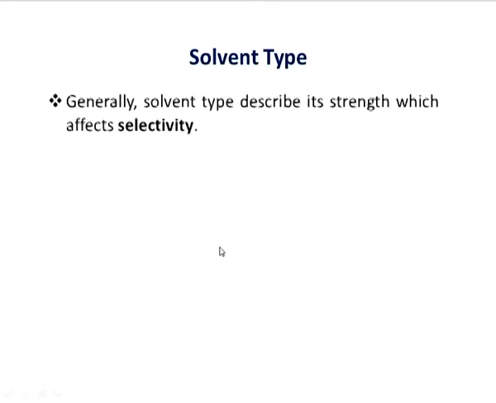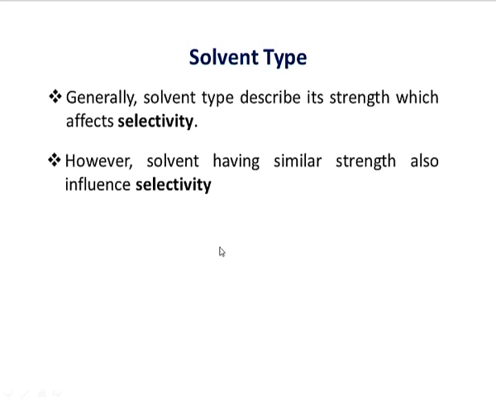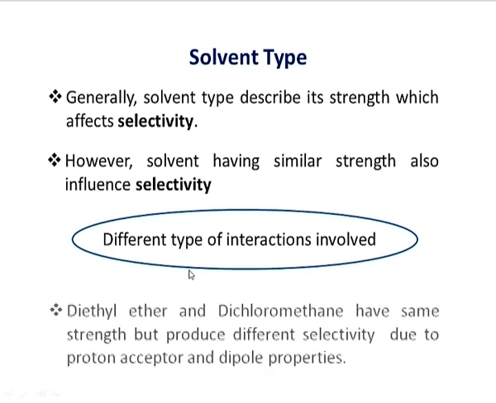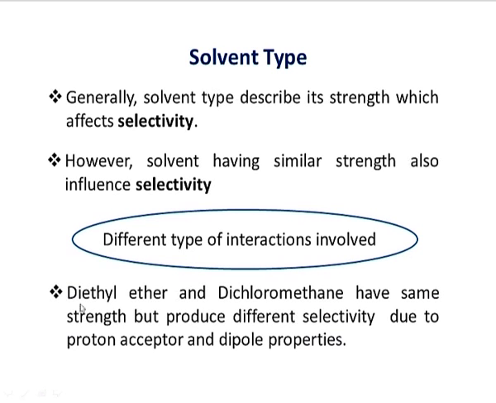Now, the second thing, as I said, it is not only always about eluent strength. Sometimes the solvents having same eluent strength can also impart different selectivities on a chromatographic experiment. Let us see how with one example. It is because different types of interactions are involved, and the example in hand is diethyl ether and dichloromethane. Both have similar strength, but both impart different selectivity just because of some physical chemical properties of these two solvents.